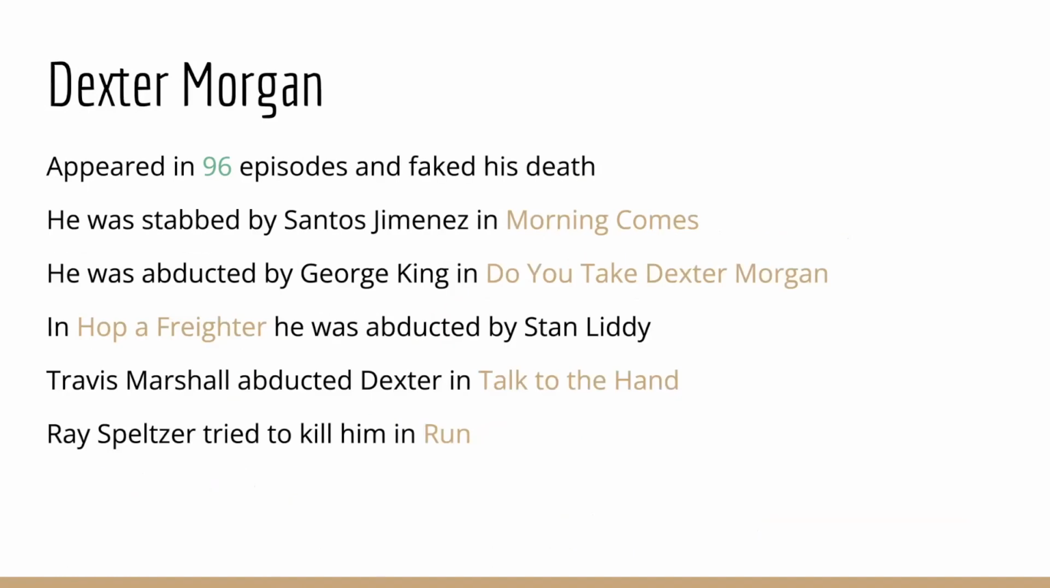Dexter Morgan appeared in 96 episodes and ultimately faked his death. He was stabbed by Santos Jimenez in Morning Comes. He was abducted by George King in Do You Take Dexter Morgan. In Hop a Freighter, he was abducted by Stan Liddy. Travis Marshall abducted him in Talk to the Hand, and Ray Speltzer tried to kill Dexter in Run.